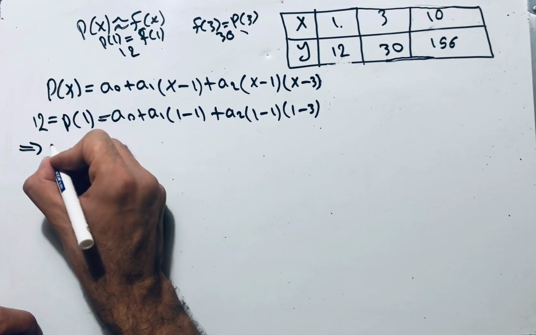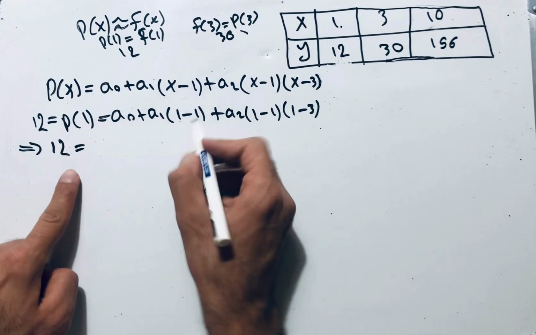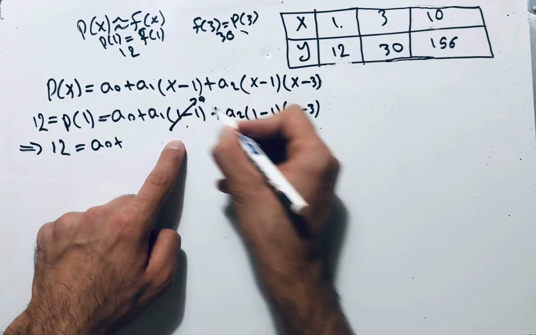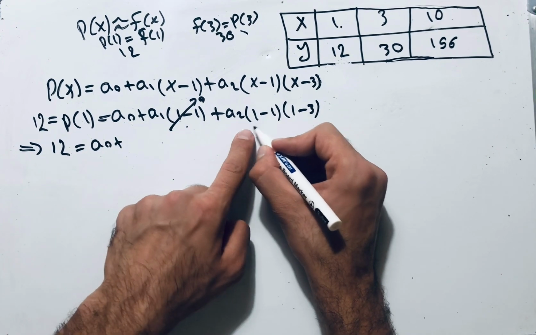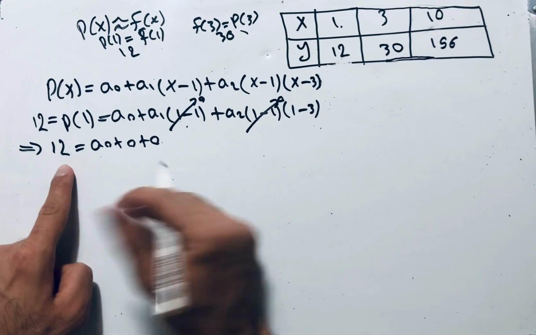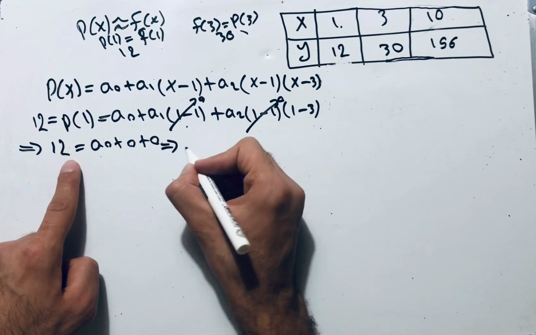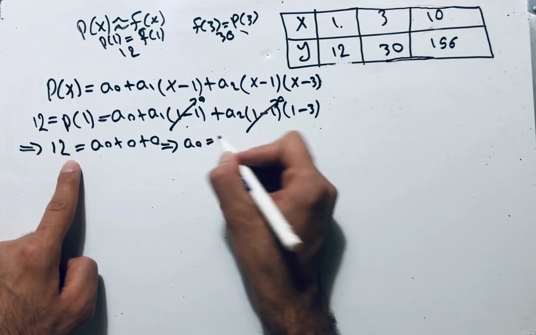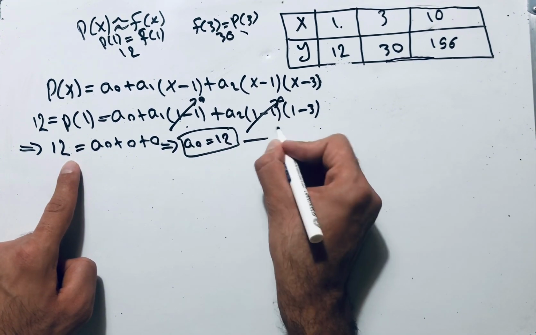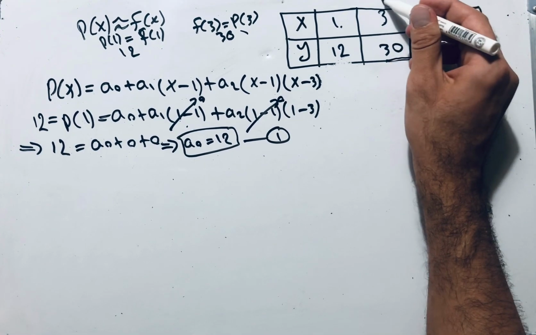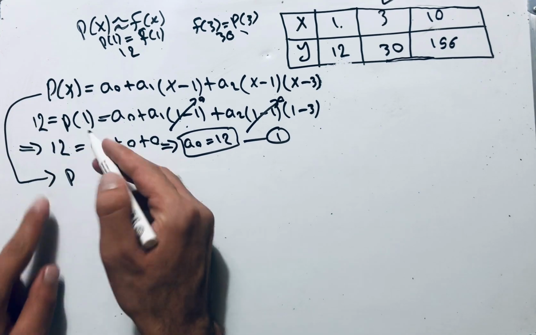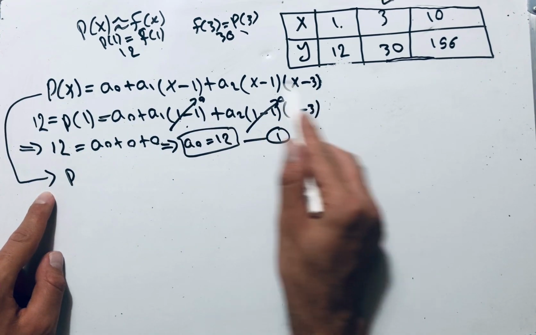So from here, it implies that 12 is equal to a0 plus, we can obviously notice that this becomes 0, 1 minus 1 is 0, obviously, and this also becomes 0, so we're going to be left with this. And from here, obviously, a0 is 12, okay? So that's our first result. And then we can actually use the second point. Again, these are concluded from the first equation, the general equation.